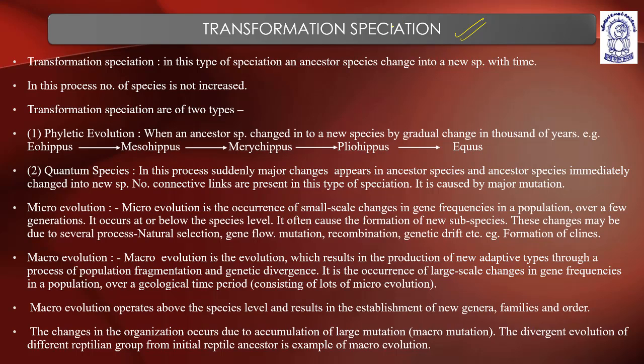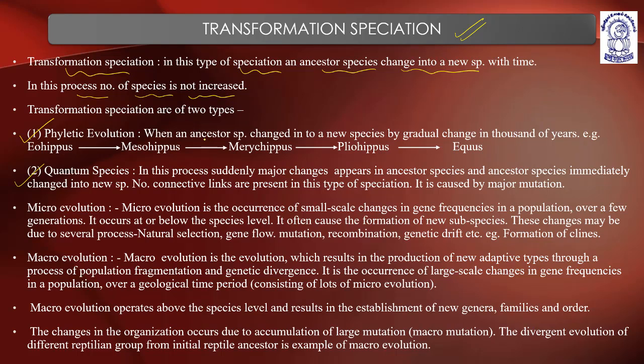Now, transformation speciation. In this type of speciation, an ancestor species changes into a new one. So the ancestor is not continuing. It is itself changing, evolving into a new species within time. In this process, the number of species is not increased, as the ancestors have not survived. That is why the number of species is not increased. Transformation speciation is of two types: phyletic and quantum.